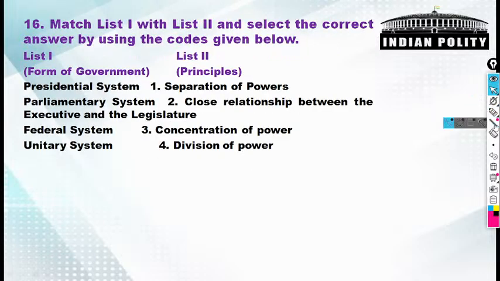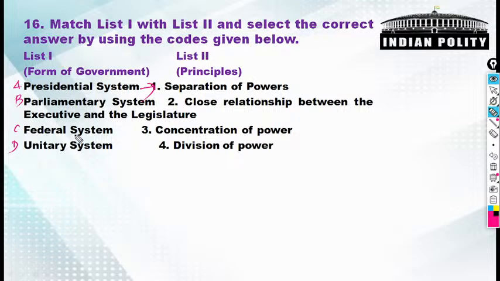Match list 1 with list 2. So that is, suppose A, B, C, D. In a presidential system, there is strict separation of power. The executive, legislature and judiciary are not literally related to each other, but there is a check and balance. That doesn't mean they do not have coordination. They have coordination, but in many respects they act independently. So in a presidential system, the significant characteristic is the doctrine of separation of power.